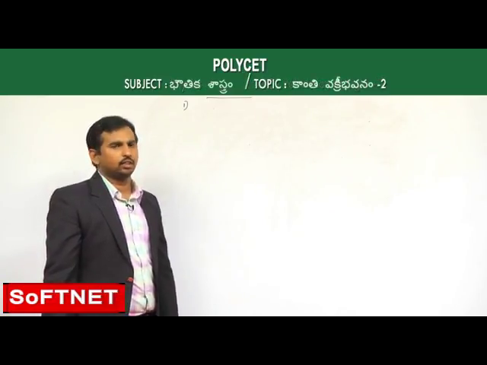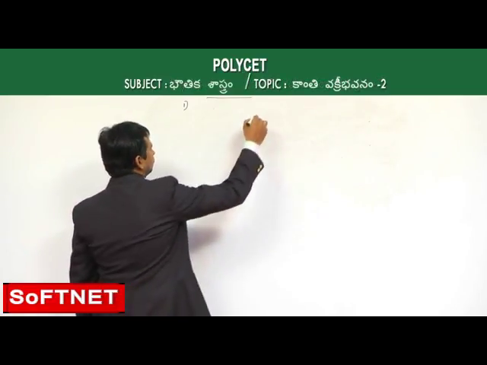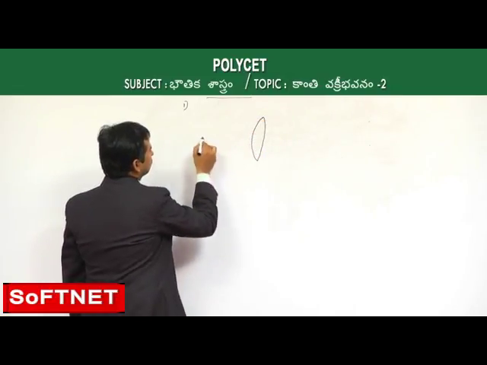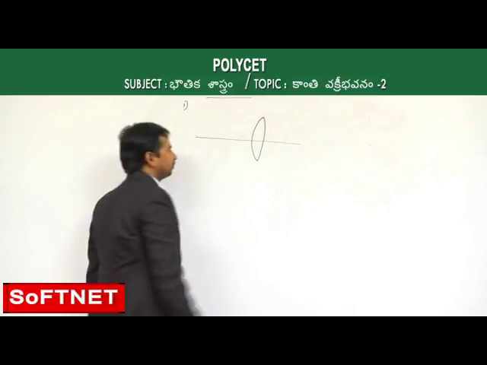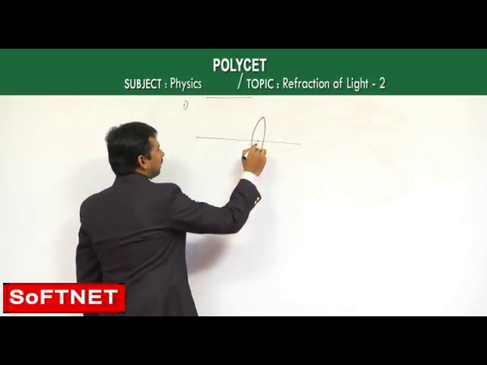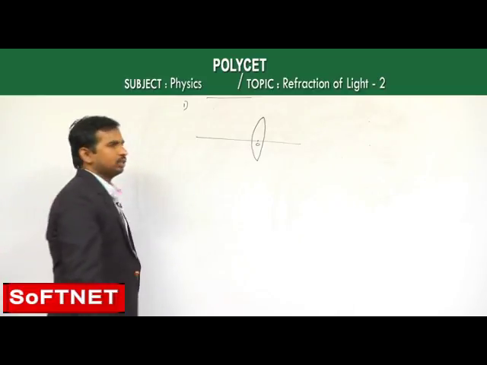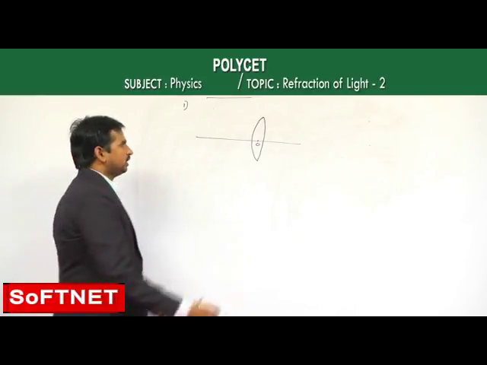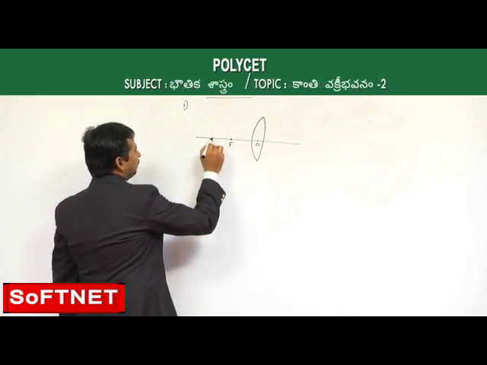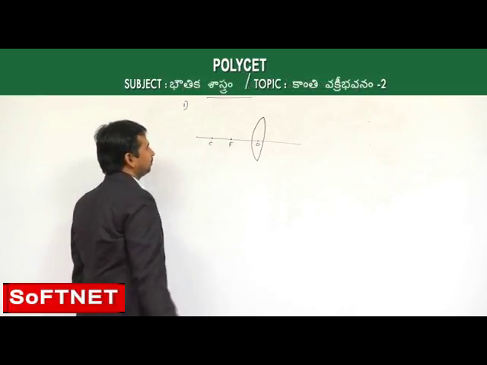Okay. Now, this is the principal axis and this is the optic center O. Now we are assuming that the light rays are coming from infinite, that is, let it be, this is F and this is C.